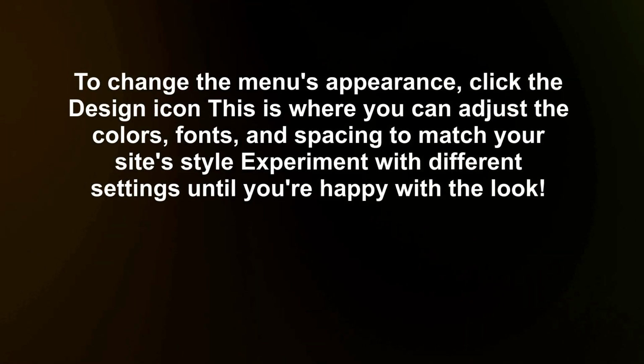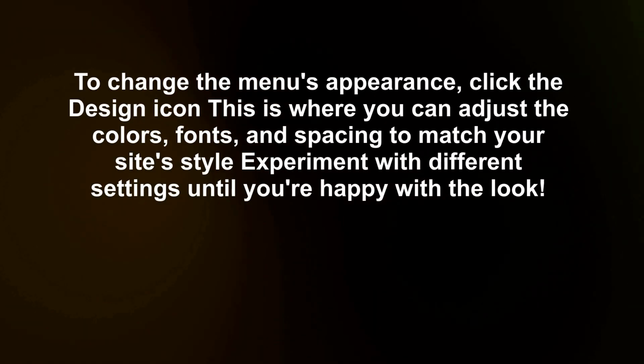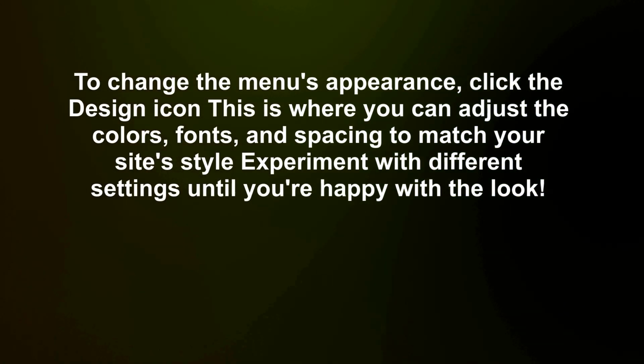To change the menu's appearance, click the design icon. This is where you can adjust the colors, fonts, and spacing to match your site's style. Experiment with different settings until you're happy with the look.